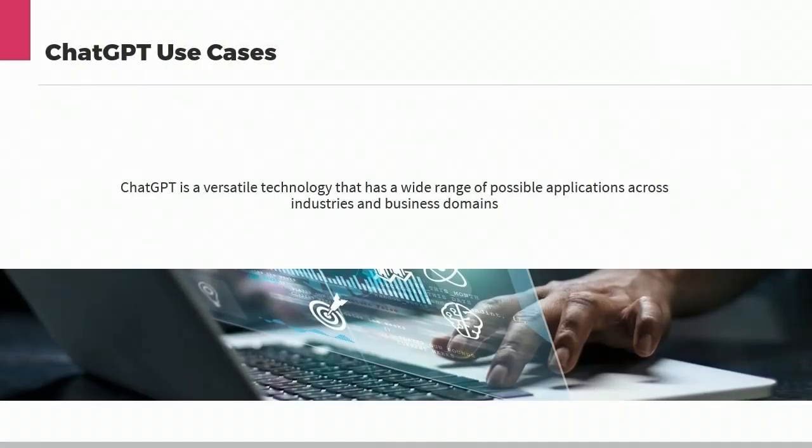ChatGPT is a versatile technology that has a wide range of possible applications across industries and business domains. In this topic, we'll explore some of its common use cases.